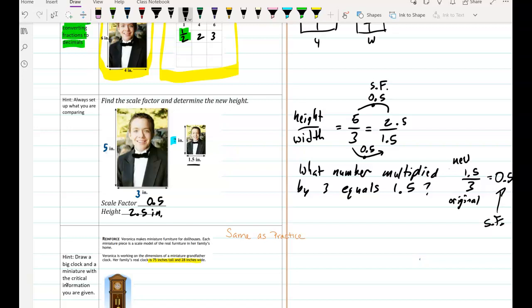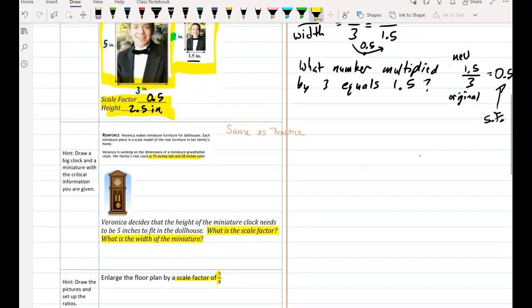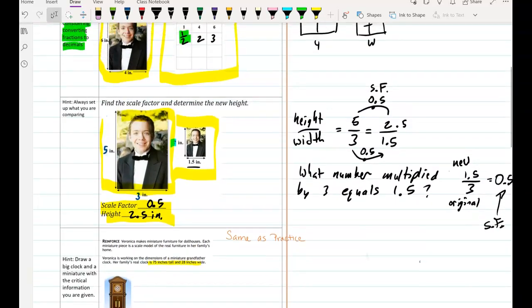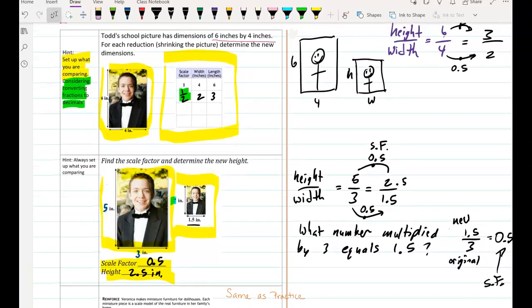How great is that? Please make sure that you copy all of this down. Draw both your pictures. Remember, they don't have to be fancy. Make sure that you do fill that in, and you are good to go. Now, the next two questions here, you will actually find in today's practice. All you're going to be doing is finding the scale factor by determining what number multiplied by the original number equals the new number, and then using that scale factor to find the new height. It's all about setting up proportions.